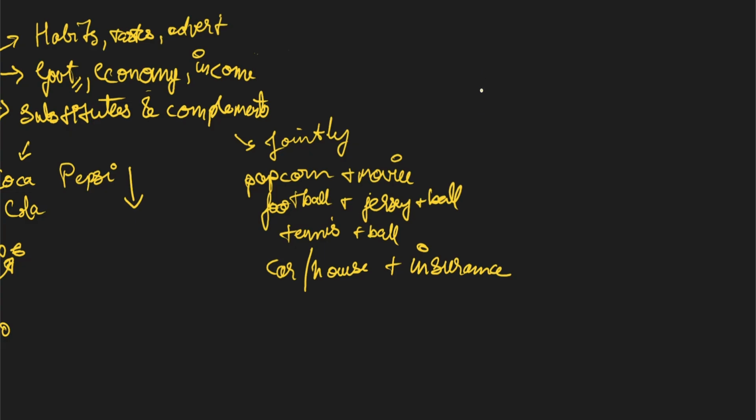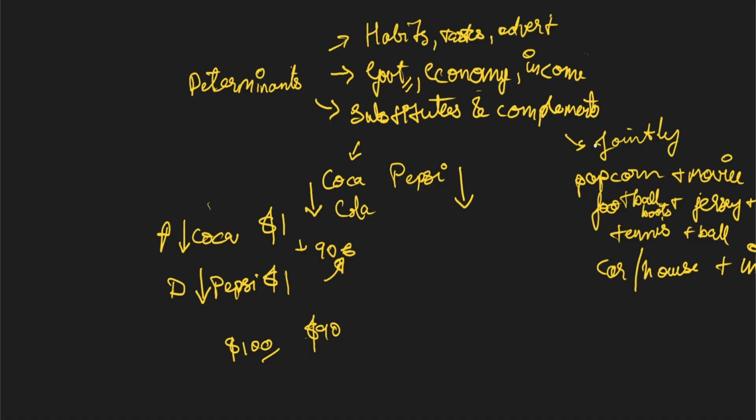So if the price for a movie increases, then the demand for popcorn will fall because you're spending more on the movie. You're now probably going to say, okay, popcorn's a little too expensive now, right? Likewise, you're buying a football, you're buying boots, but then the price of boots increases. Then you're going to say maybe you don't want the jersey because it's too much. The demand for the jersey falls. So that's how substitutes and complements affect demand.